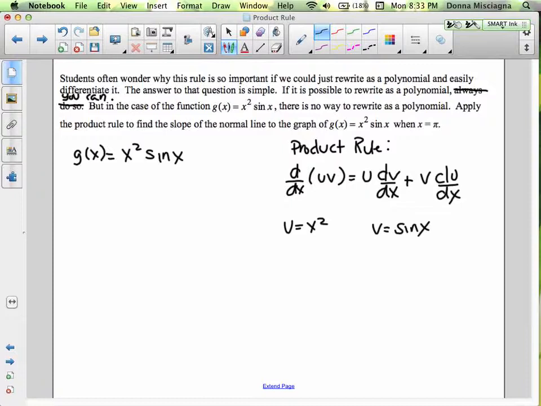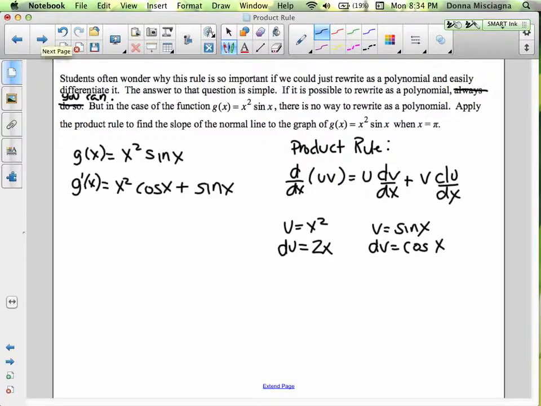Right? Derivative of u, derivative of x squared, that's 2x. Do you remember the derivative of sine x? Hopefully you remember that from us graphing the slopes. It's cosine x. All right, so now we can just use our product rule. G prime of x equals the first, so x squared, times the derivative of the second, cosine x, plus the second, which is sine x, times the derivative of the first, which is 2x.